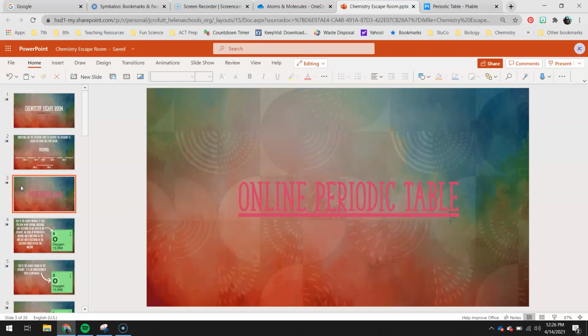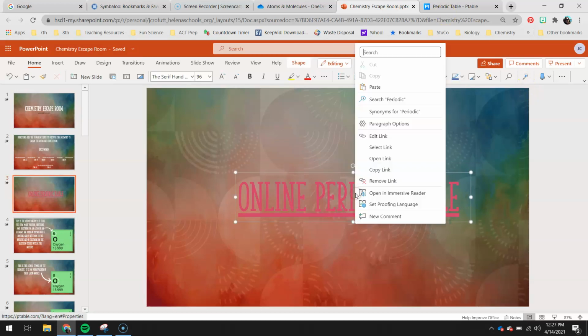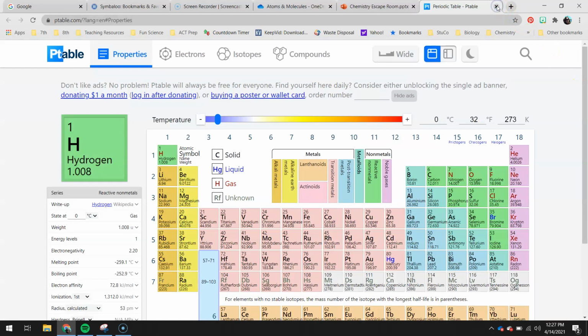Slide 3, I have an important tool for you guys to use. This is going to be your online periodic table, and you're going to be using a lot of it in the next quarter or the last couple weeks of school. Okay, so you guys will need to right click and open that up, and you'll want that open in the background the whole time you work.